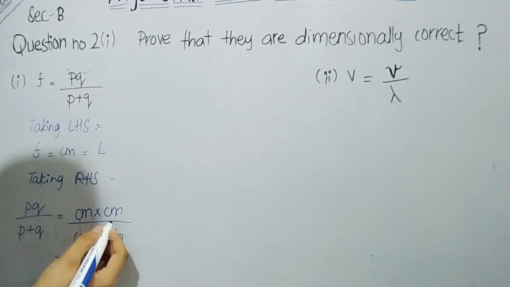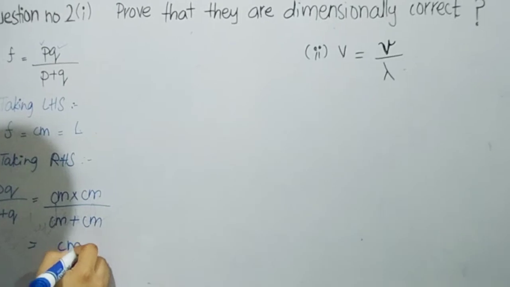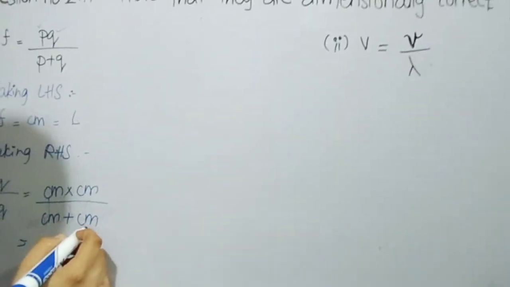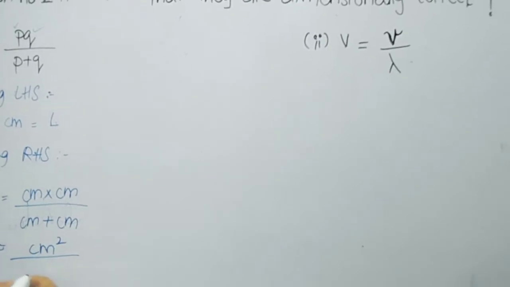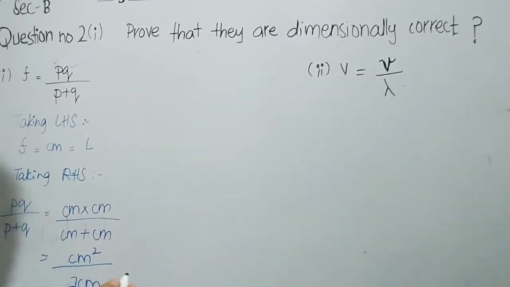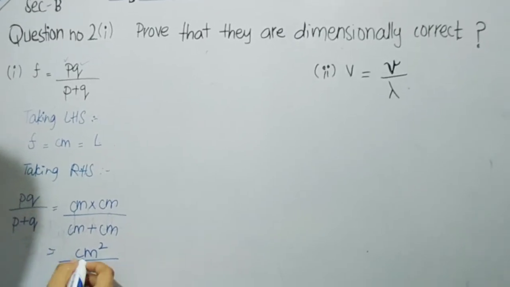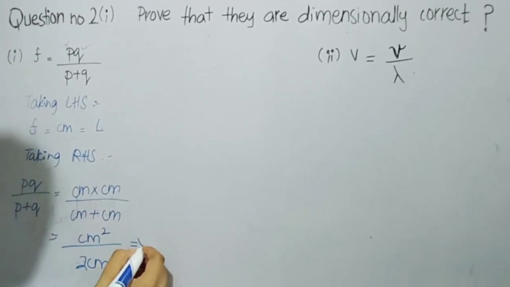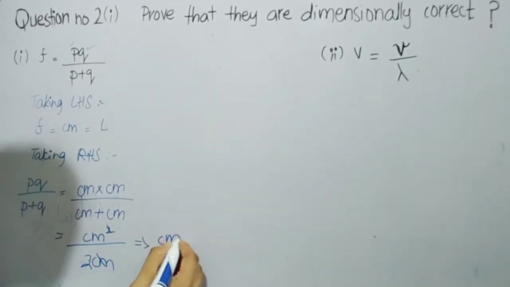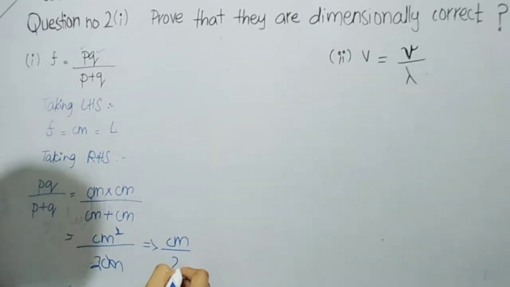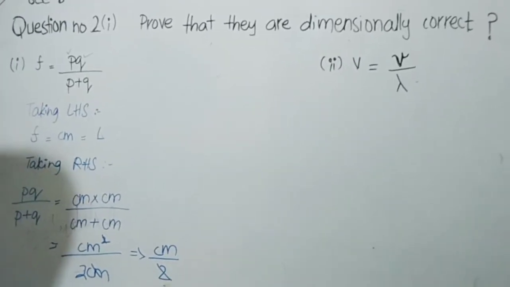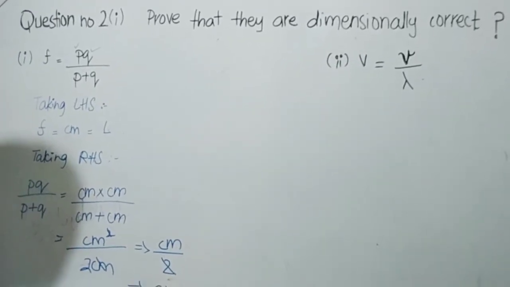Now centimeter into centimeter is centimeter square because it is multiplication. But centimeter plus centimeter, when you add, is always 2 centimeter because it's addition. These are the simple rules of mathematics. Now we know that centimeter square over 2 centimeter, so we can cancel 1 centimeter. Therefore, we are left with centimeter upon 2. Now, in dimensions we neglect any number that we get, so we neglect 2 and hence our final result is centimeter.